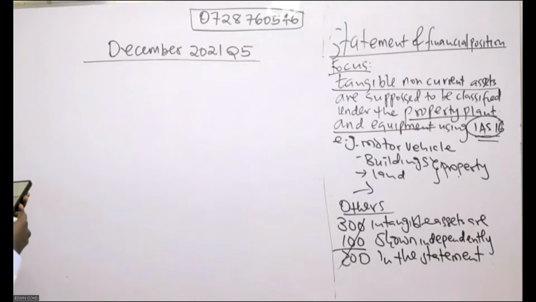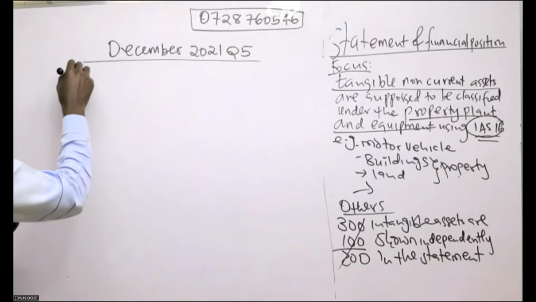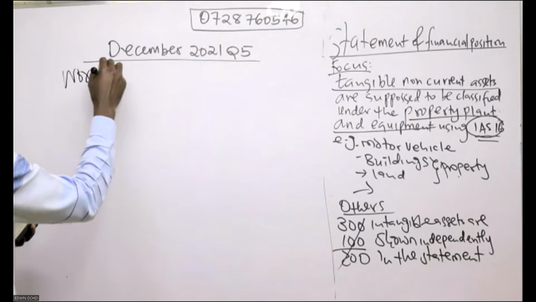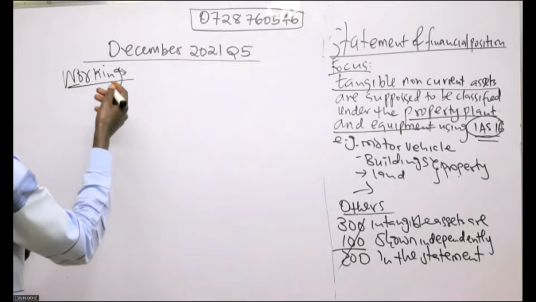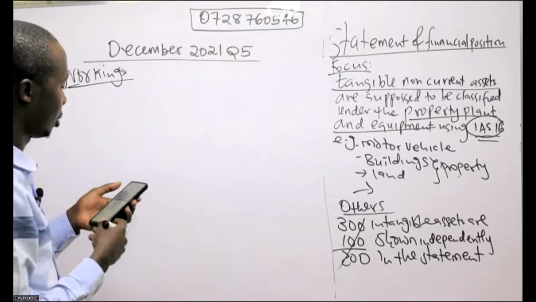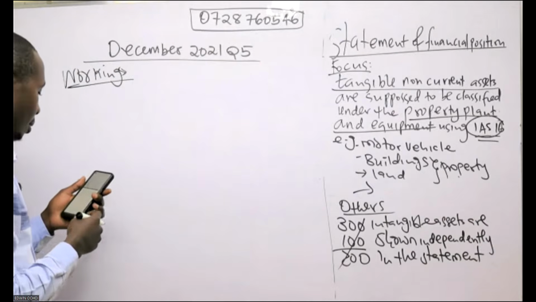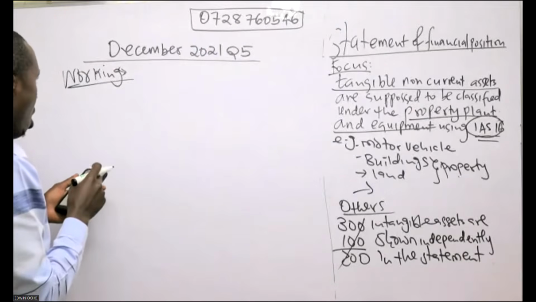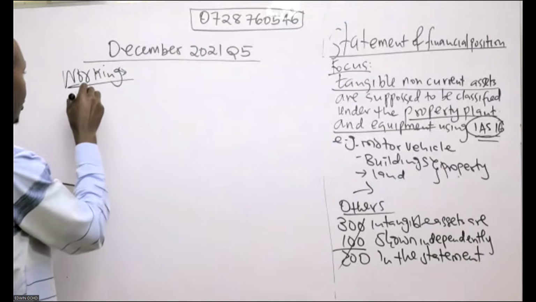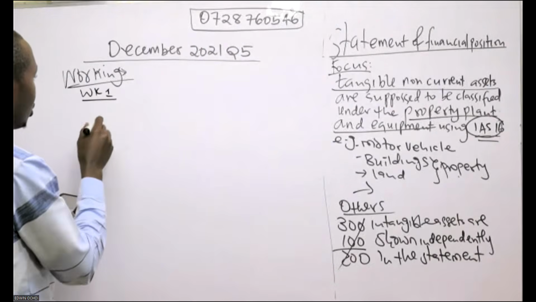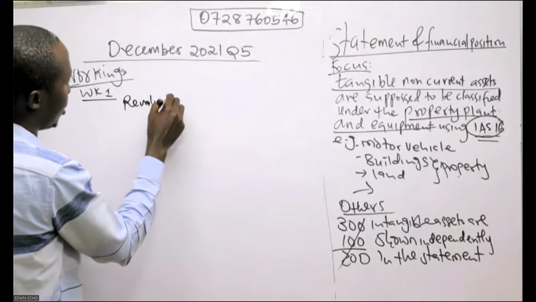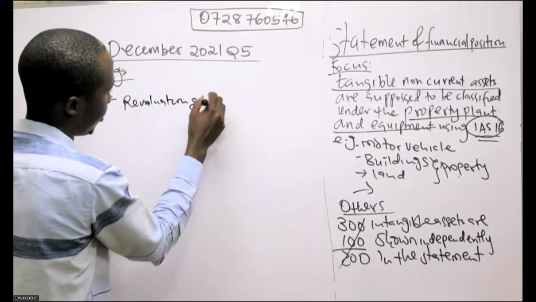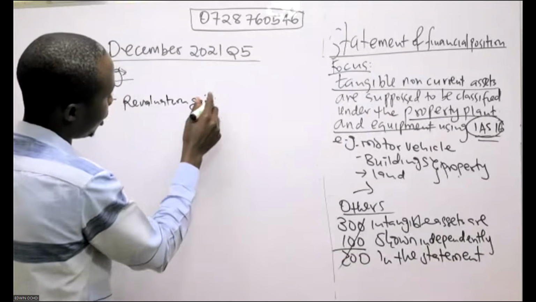So, in published, you need to do some workings. I cannot go direct and do my statement of profit and loss. I need to do some workings, then I do the statements. So we need to start from working number 1, based on note 1, whereby we need to check for a revaluation gain or loss.